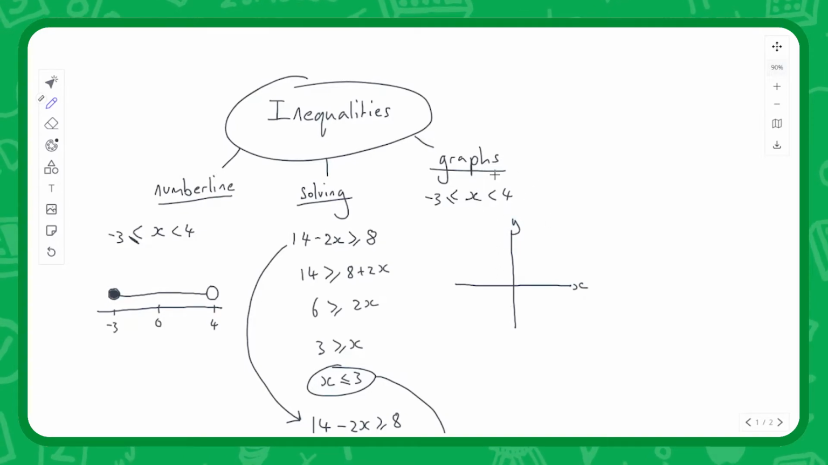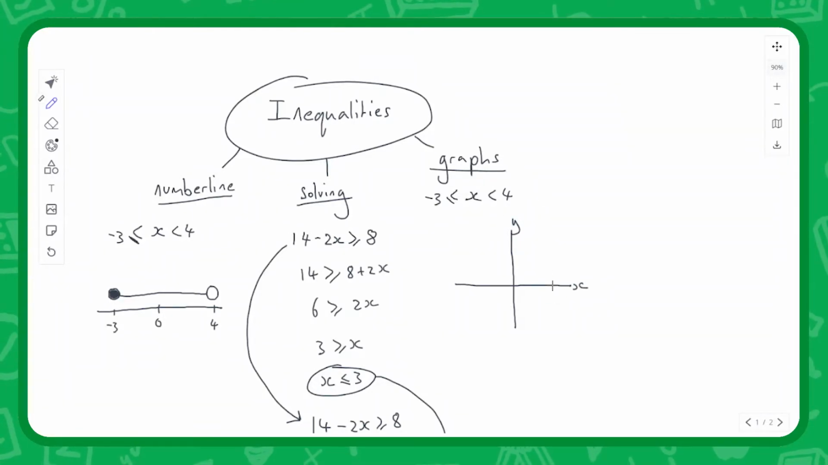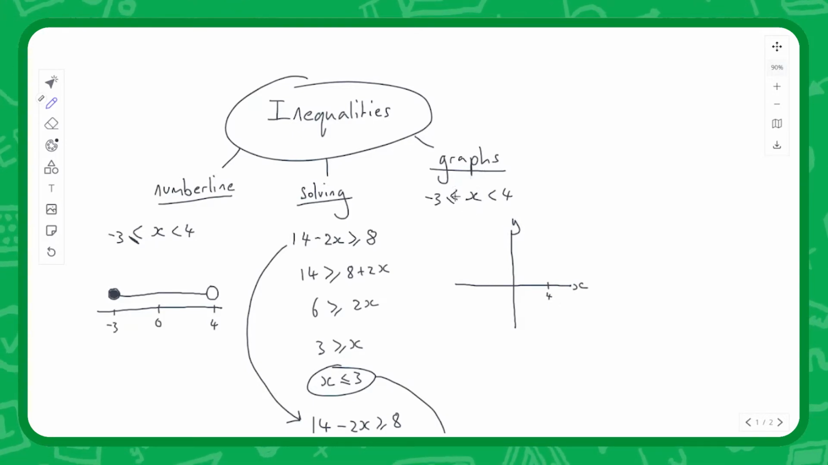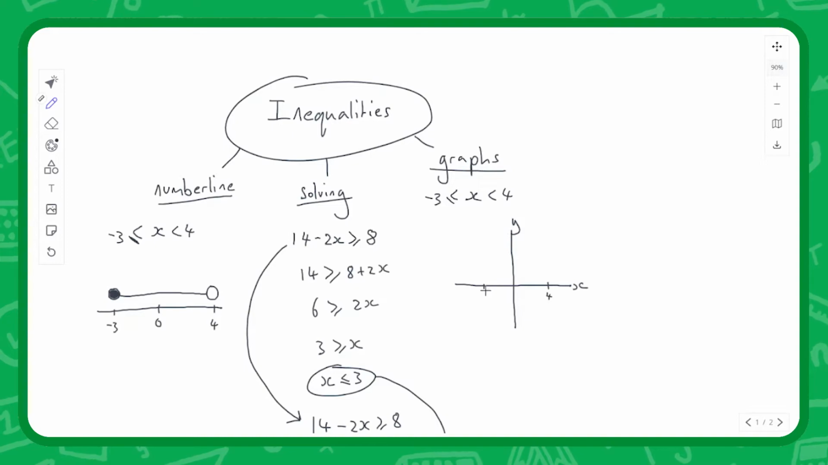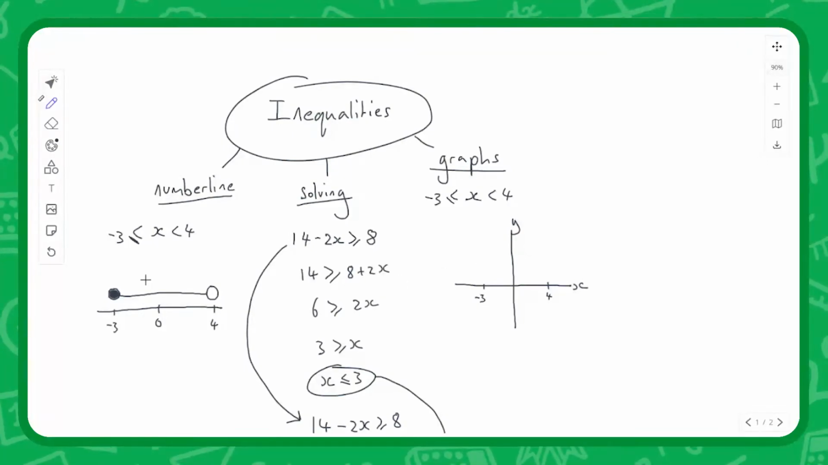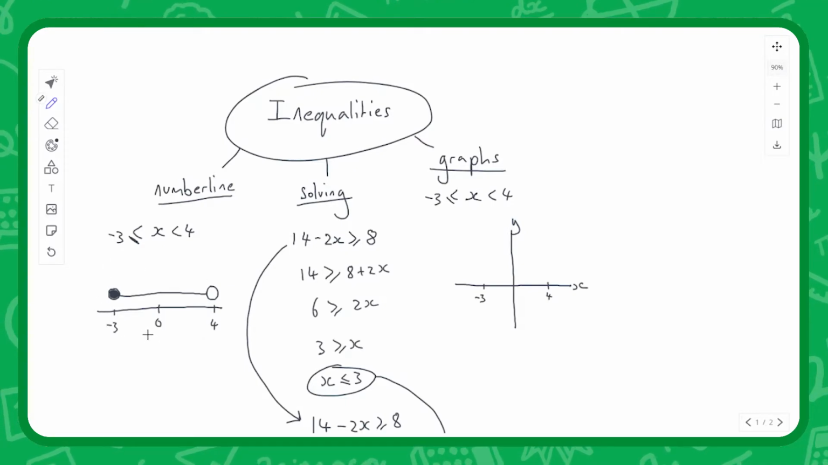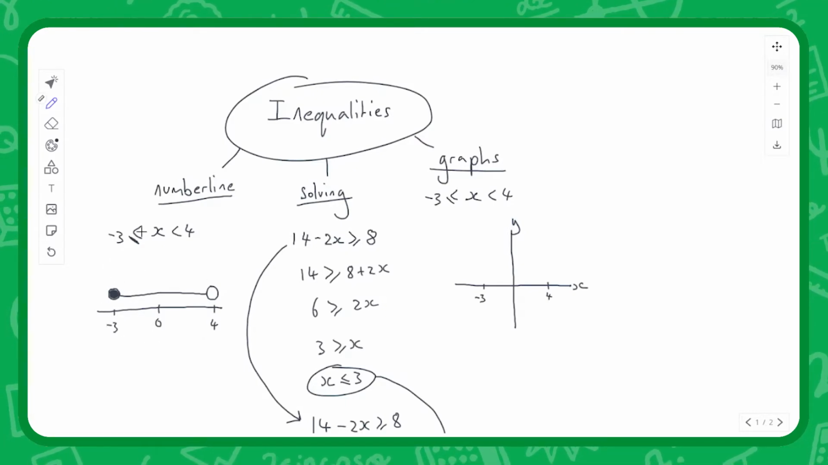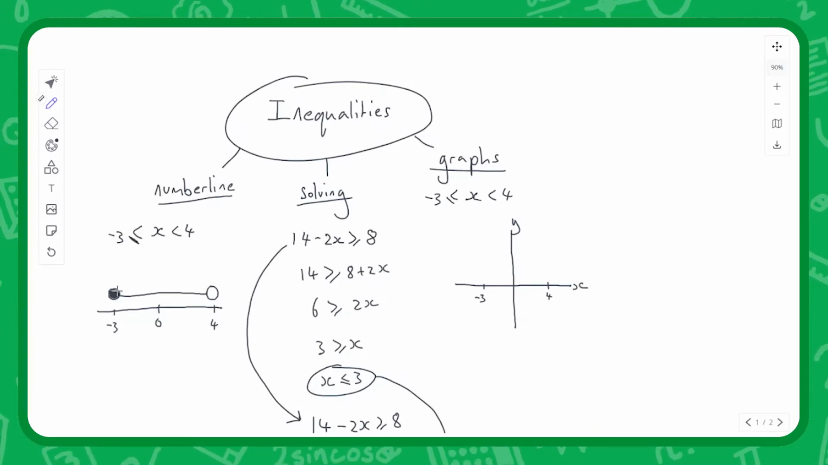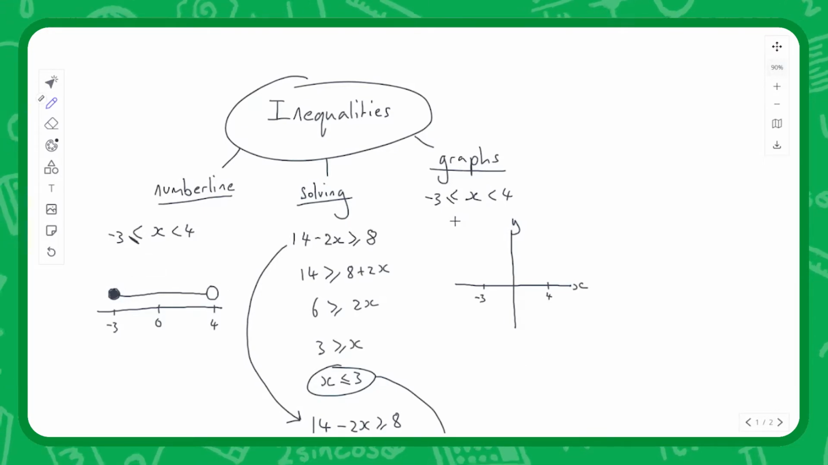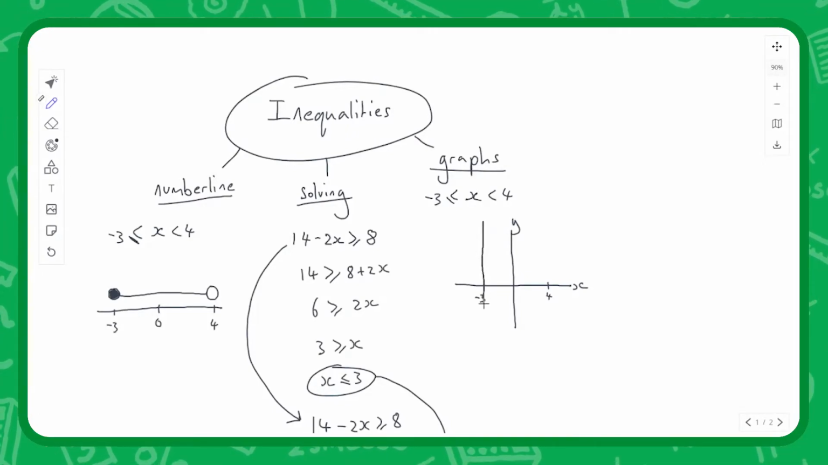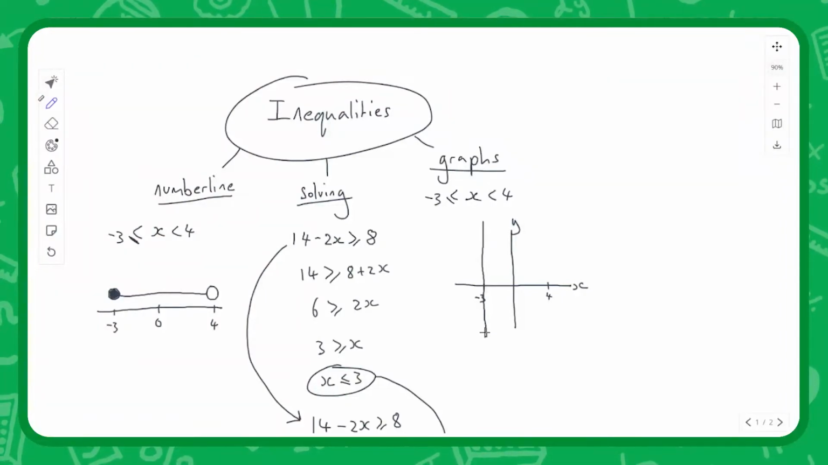And we're told that X is less than 4. So I've got 4 here, and X is greater than or equal to -3. So I'm going to have -3 down here. So it's very similar to the number line version. Well, I know that when I've got my number line version, greater than or equal to means I have a filled-in circle. And very similar to that, I have a filled-in line that goes through my -3.